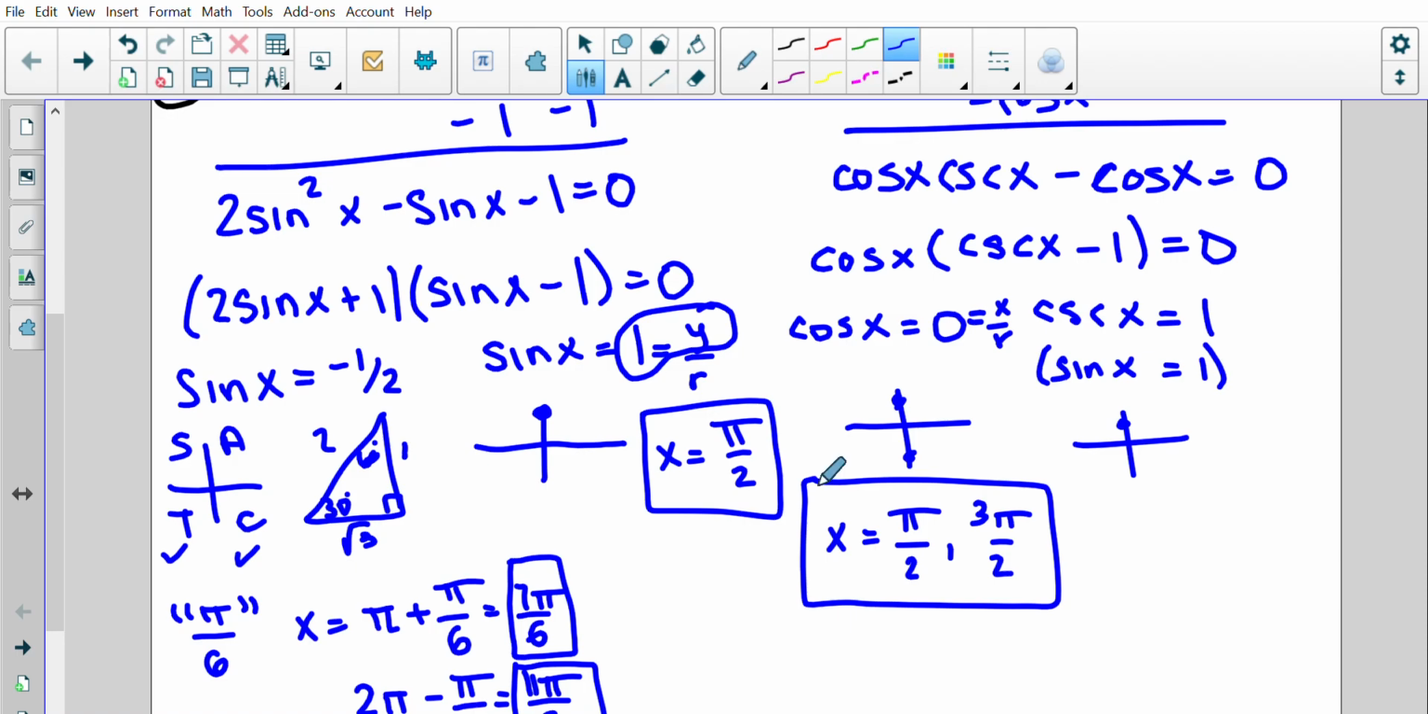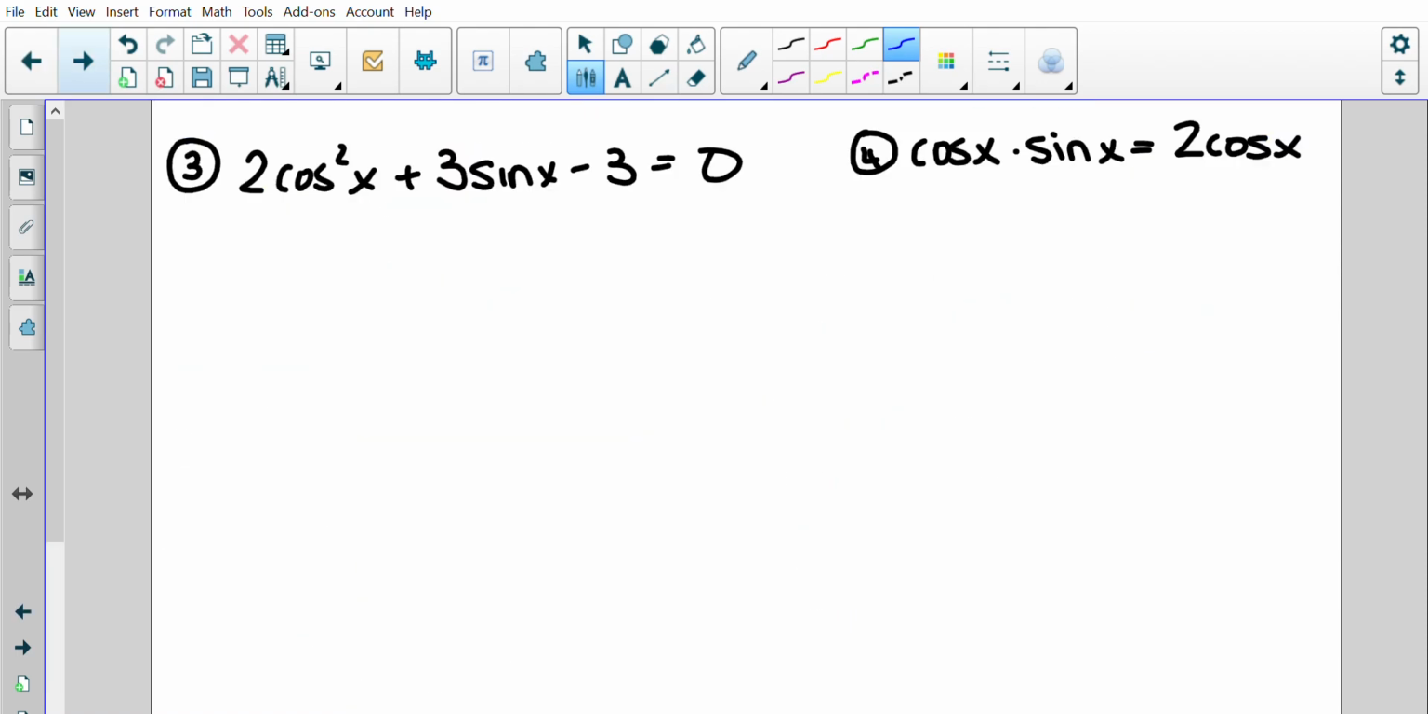Okay, so moving along to example 3. This is the part where for these two examples, they're very similar to numbers 1 and 2. So if you want to go ahead and pause the video and try these on your own, you can certainly do that. But I'm going to go ahead and show you the process for each one of these.